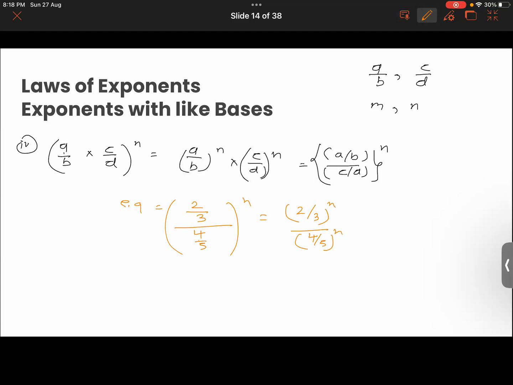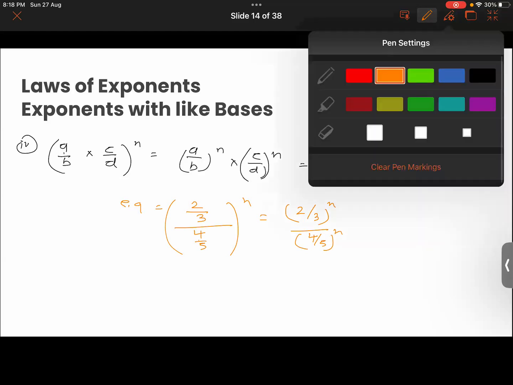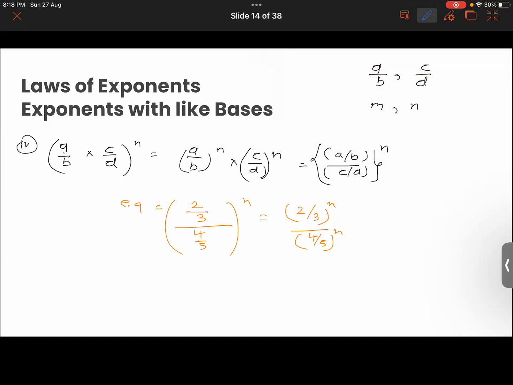Okay. Solve one question on this. I am giving an exam question here: 1 upon 3 multiplied by 5 upon 11, all raised to the power, let's say, 3. Solve this one as per the rule.